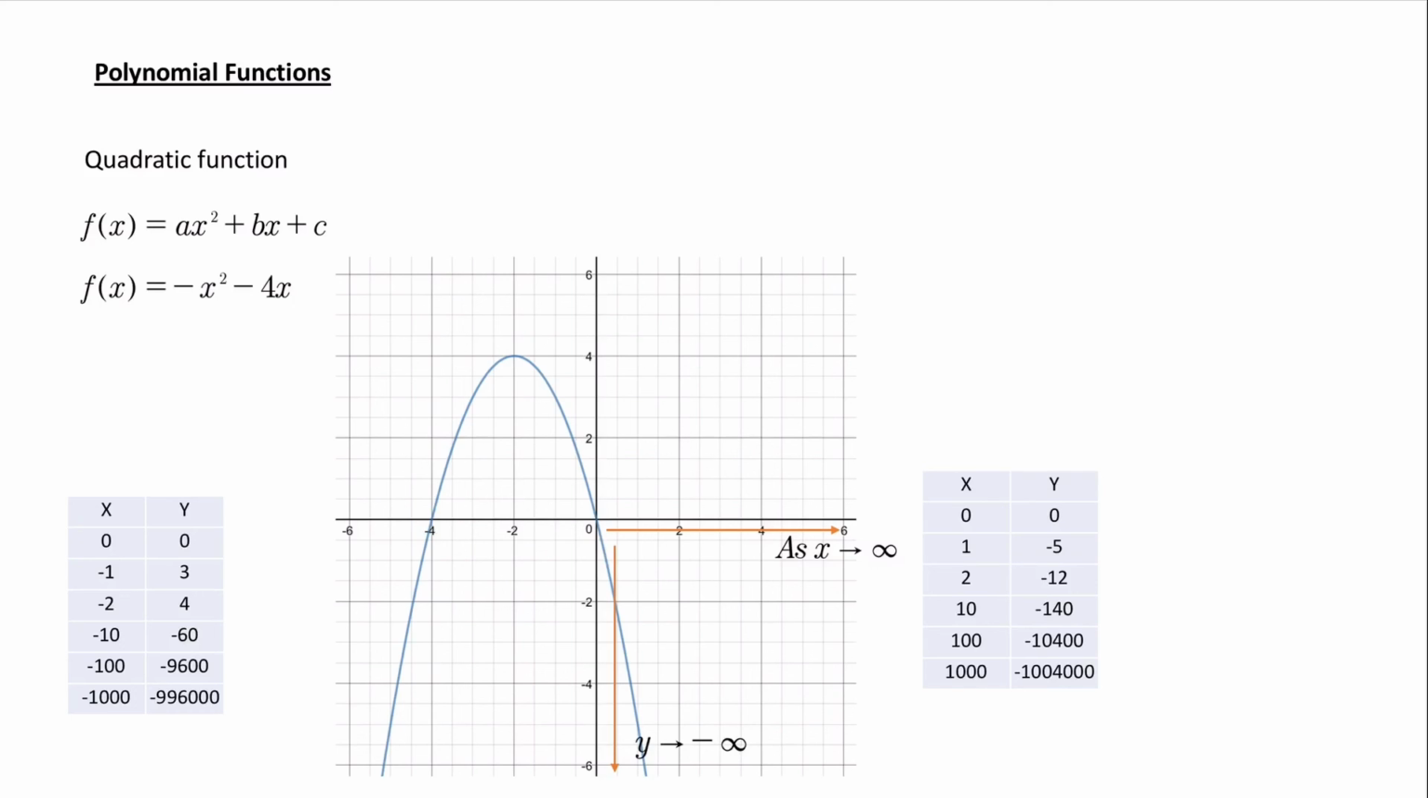Now substituting the negative values, we see that the y values, again, are approaching negative infinity. So we can say as x approaches negative infinity, y approaches negative infinity. Again, the end behavior is the same. Reading the graph from left to right, we would say that this graph starts in the lower left and ends in the lower right.